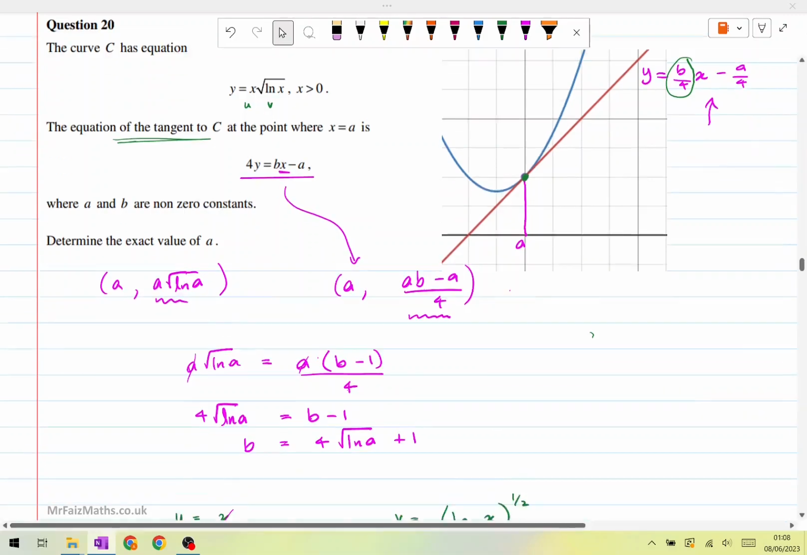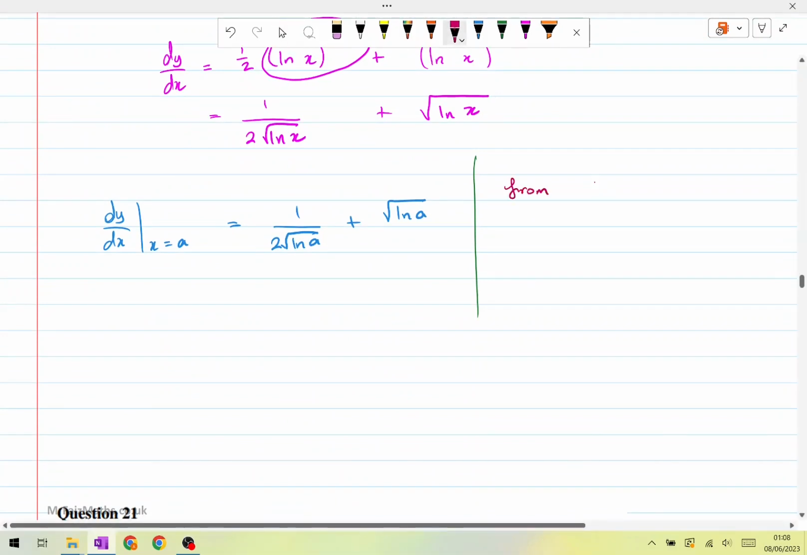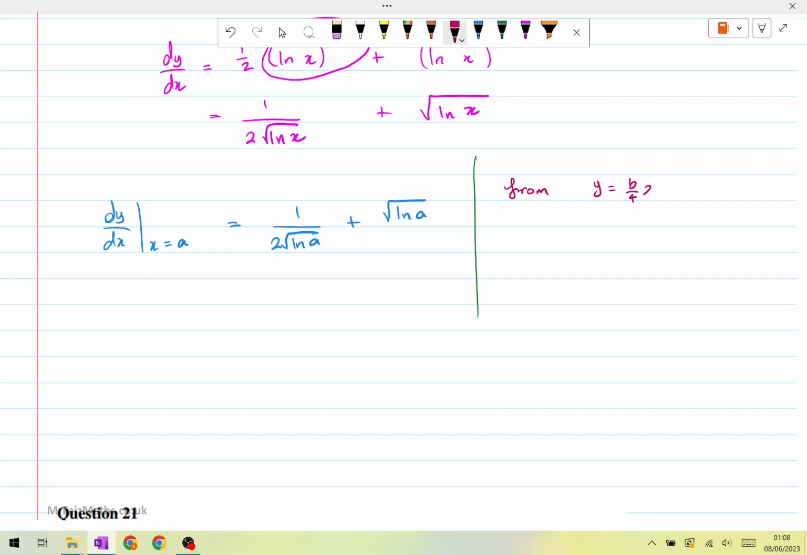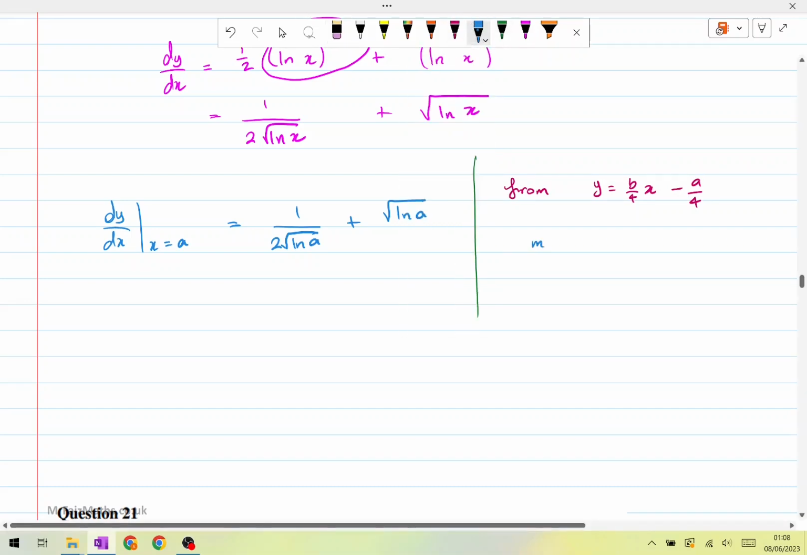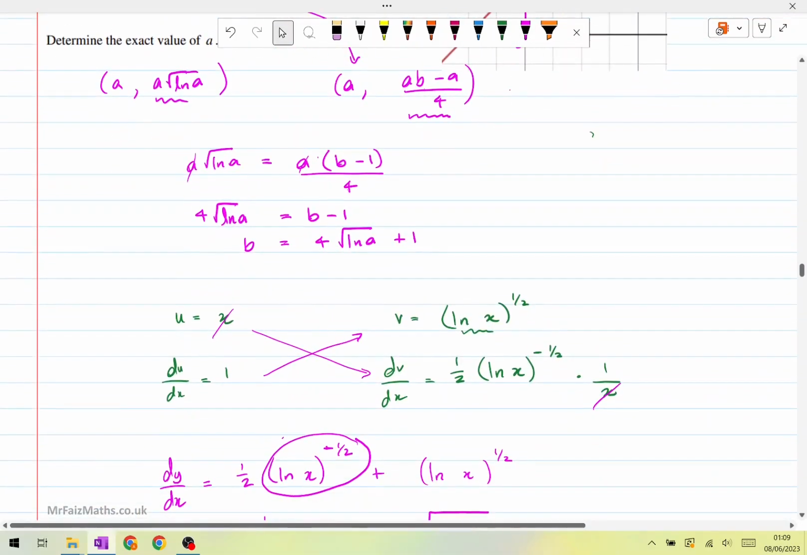over 4. So we can also say at x equals a, from the straight line y equals b over 4 x minus a over 4, from the equation of the straight line, we know that the gradient at this point is equal to b over 4. So which means these two things are also the same. So I can then say that this bit here is equal to this here. So we have 1 over 2 root ln a plus the square root of ln a is equal to b over 4.